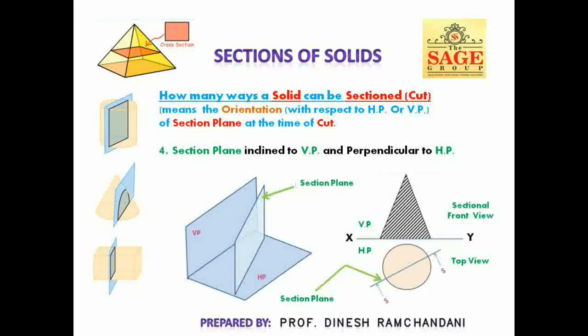Now the fourth one, section plane inclined to VP and perpendicular to HP. Here section plane comes inclined to VP, so in top view it cuts the solid at a certain angle with reference line or called XY line. Hence, section or new surface generated can be seen in the front view.